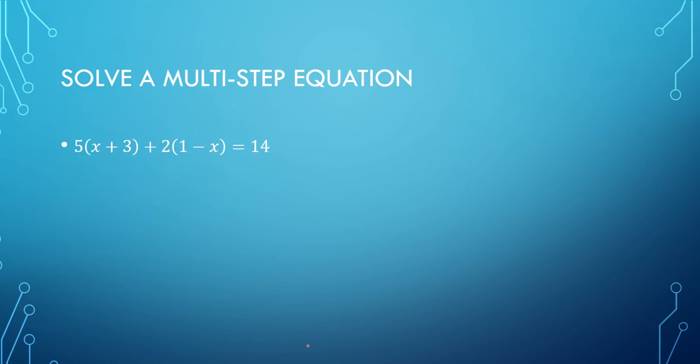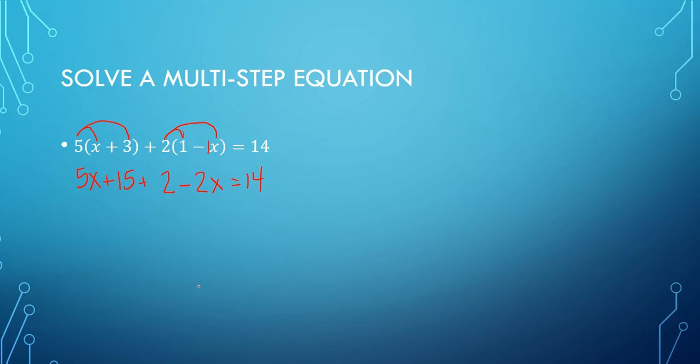Perfect. Alright, so here's a more complicated question that you would have seen after you learned a few things in Algebra 1. So hopefully those other ones were super easy. Let's try one of these harder ones. So distribute the 5. That's always our first step. If we have parentheses, distribute so we can get rid of them. So 5 times x is 5x. 5 times 3 is 15. 2 times 1 is 2. And 2 times negative 1x would be negative 2x.